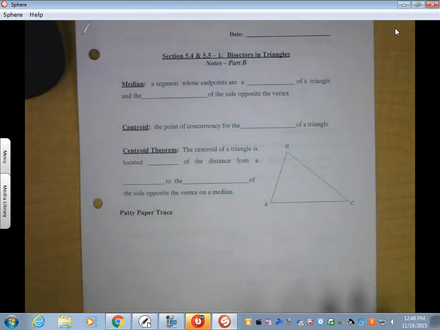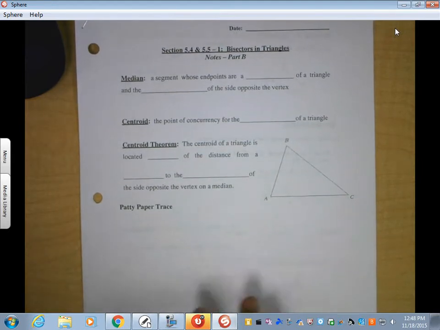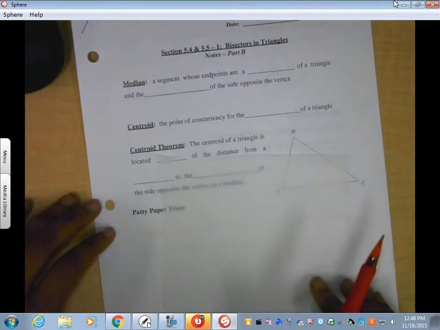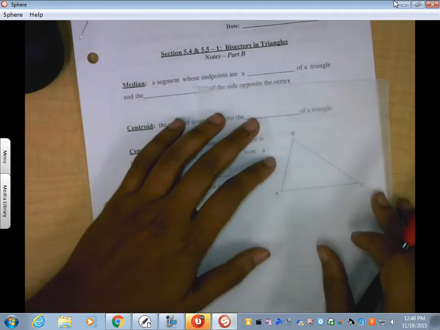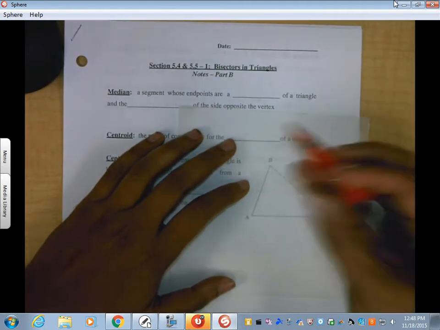Okay, guys, we're going to do two more constructions with patty paper. I need you to finish part B, the constructions that we're going to do with your patty paper. The first one we're going to do is trace our triangle here, ABC. So let's get that traced.